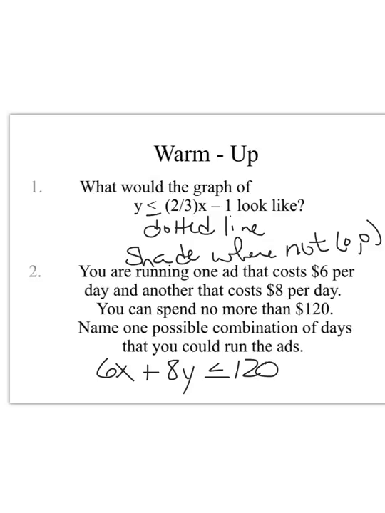I like zeros, so I would actually plug 0 in for x, so 120 divided by 8. So it would be 0 for the first ad, and you could do 15 days for the second. Or I can do vice versa. And I can do 20.